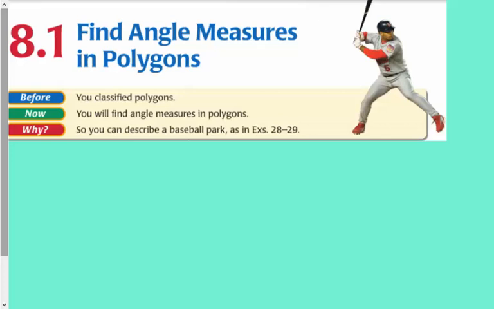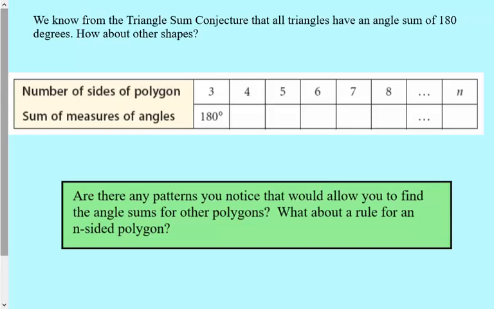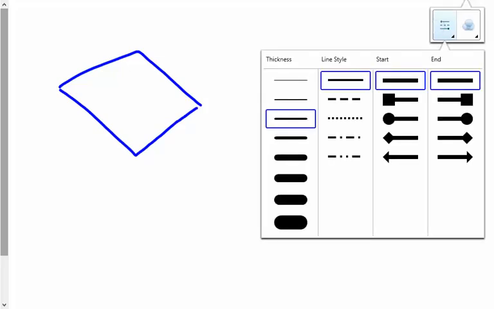We've talked about triangles before. So a triangle, 1, 2, and 3, they have to add up to 180 degrees. We're going to expand that today for quadrilaterals, pentagons, octagons, etc. So we'll start with a quadrilateral, a four-sided polygon. Doesn't matter what it looks like. It's got four sides. It's a quadrilateral.